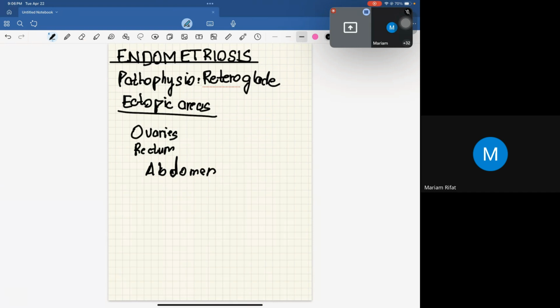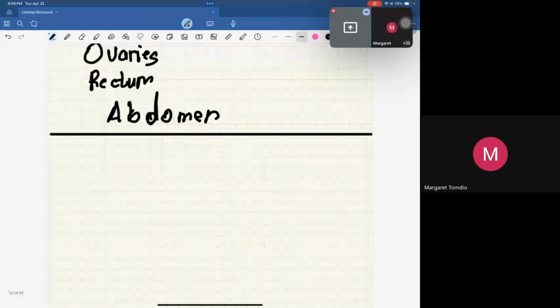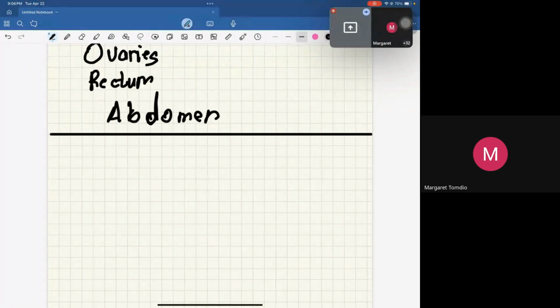So now what will happen is that whenever the menstrual cycle occurs again, since these glands are present in these areas, these glands will also undergo menstruation. These glands will also undergo shedding. So every month there will be shedding of the glands in these areas, and since these glands cannot reach the outside of the body, because the ovary has no connection to the outside of the body, the rectum has no connection to the outside of the body, whenever the shedding of these glands occurs, they will accumulate there and it will cause pain.